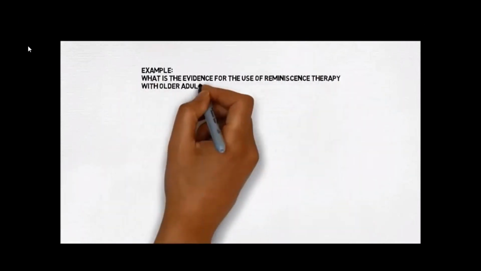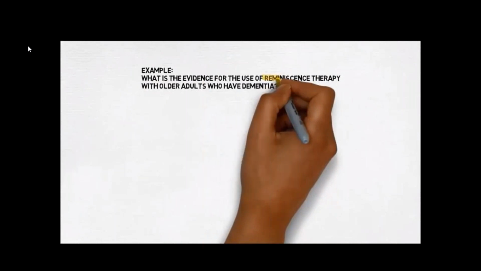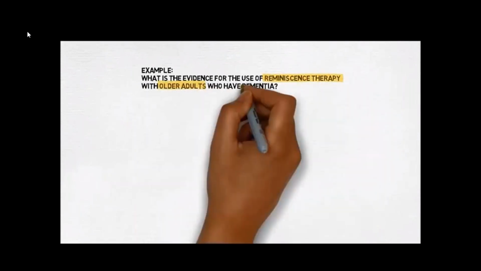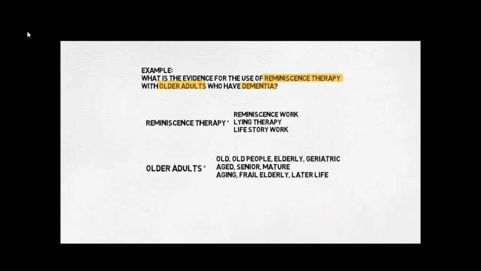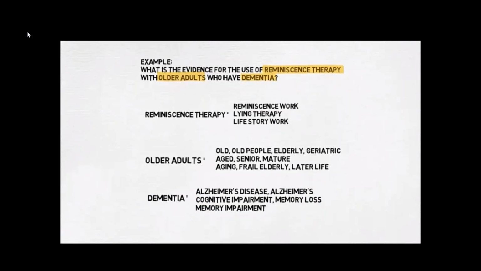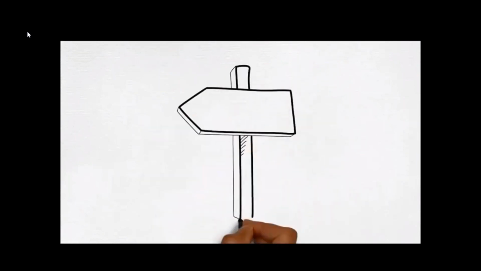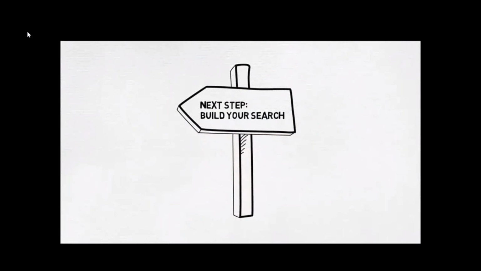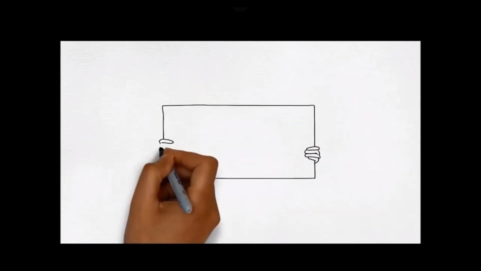Looking at our earlier question, we identified our keywords as reminiscence therapy, older adults, and dementia. These are just some of the alternative terms that could be used. Now that we have a search strategy, we can use this to begin searching the relevant databases. For further information, please contact your librarian.